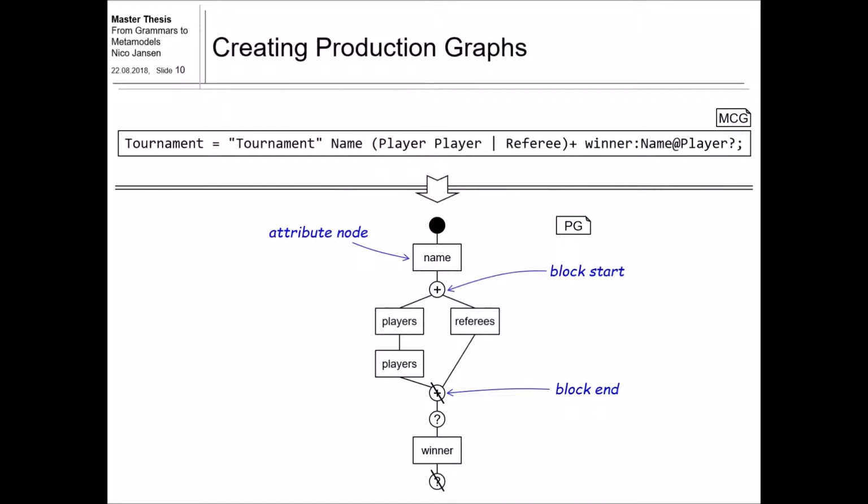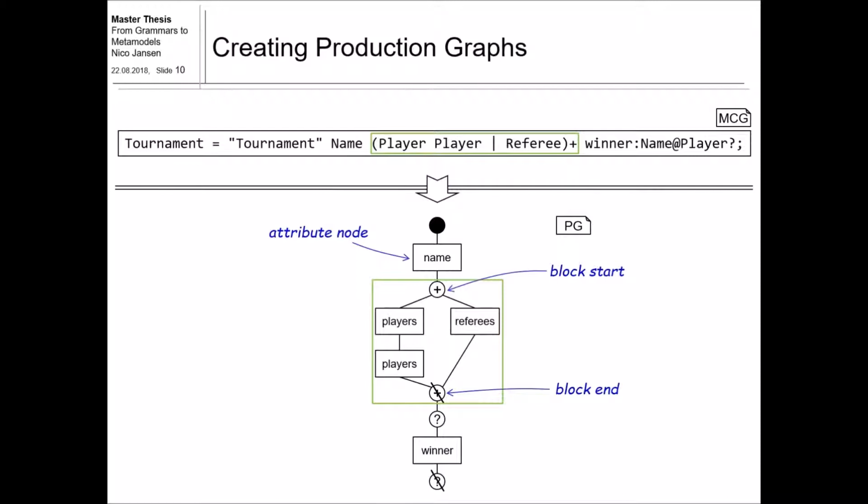We create a production graph for each production rule in the grammar. In this example, we use the first rule of our tennis tournament grammar. The first occurrence of a non-terminal is name. Therefore, we create a corresponding attribute node name. In the next step, we translate the corresponding block. Here, we create a block starting and a block ending node, which contains the corresponding cardinality of the block in the grammar. The block itself contains the language elements of the production rule.